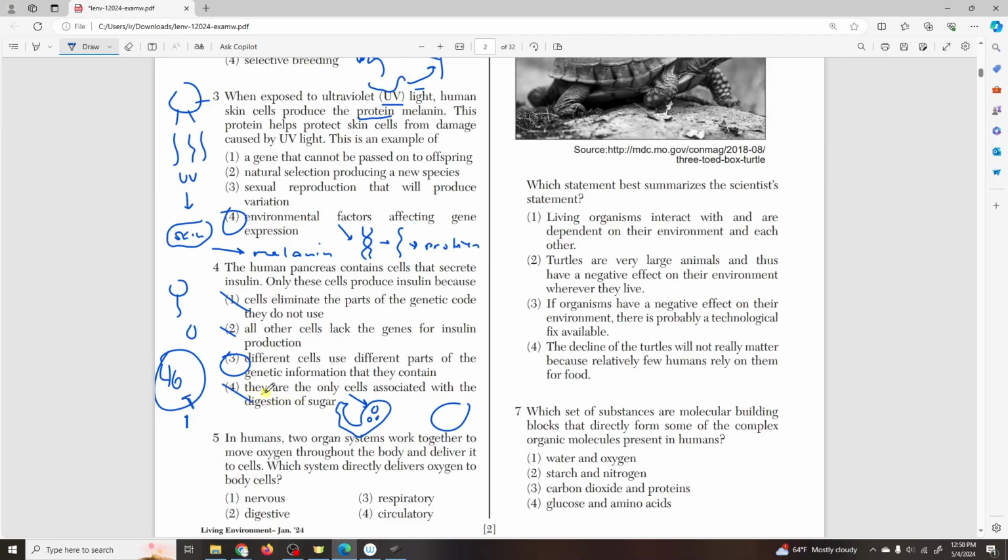And number 4 says they are the only cells associated with digestion of sugar. This is false because think about the cells in your stomach, and the cells in your small and large intestine. Those definitely digest sugar, right? The key point here is that all of your cells except for sex cells have the same amount of DNA. It's just that they use different parts of it.